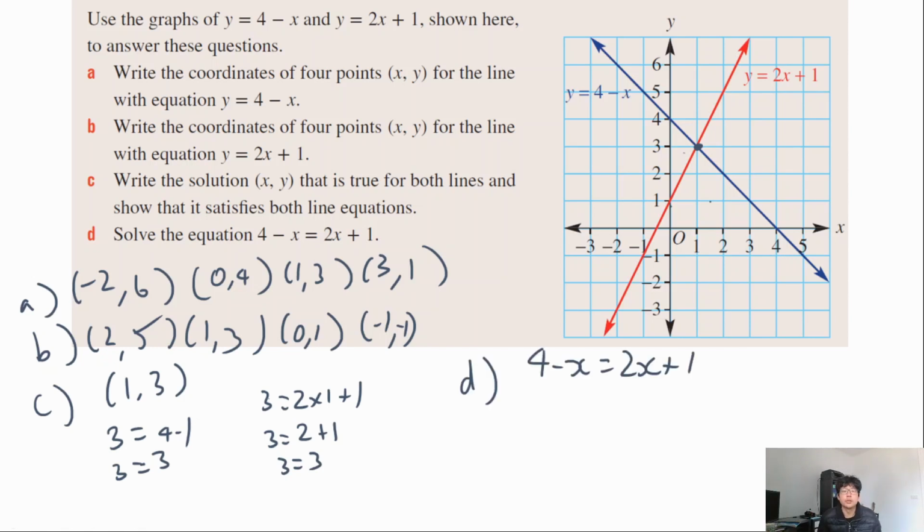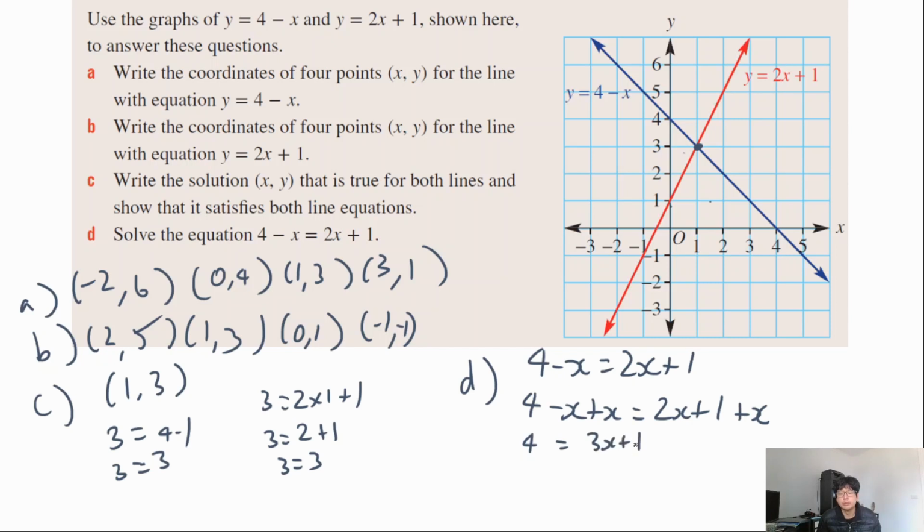And moving on to the last question, we have to solve the equation 4 minus x equals 2x plus 1. So I've started off by writing that there. Our first step will be to collect the like terms, so the x's together and the constants together. I'll start off by moving the negative x to the other side. To do that, it will be 4 minus x plus x equals 2x plus 1 plus x. That gives me 4 equals 3x plus 1 here.